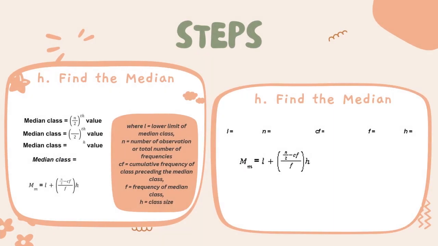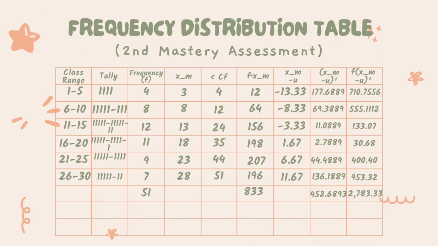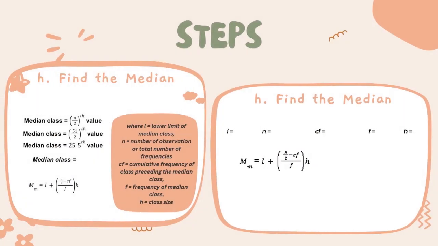To find our median, we must first find the median class. Again, we can do that by dividing n by 2, where n represents the total number of frequency, which is 51 in our table. If we divide 51 by 2, we will get 25.5. And if we look at our table, we will see the cumulative frequency higher than 25.5 is 35, which is in the same row as the class range 16 to 20. Meaning to say, our median class will be 16 to 20.